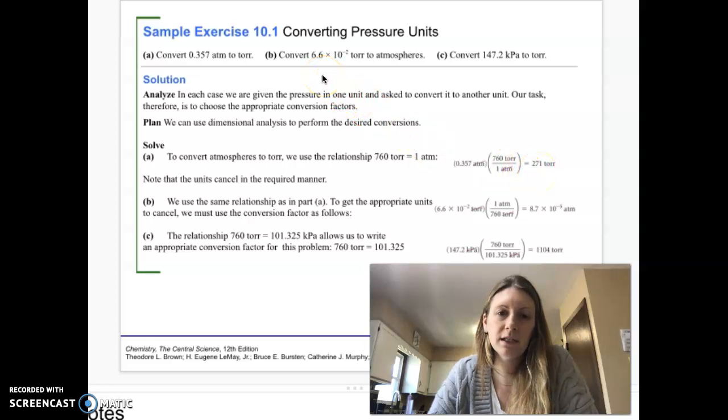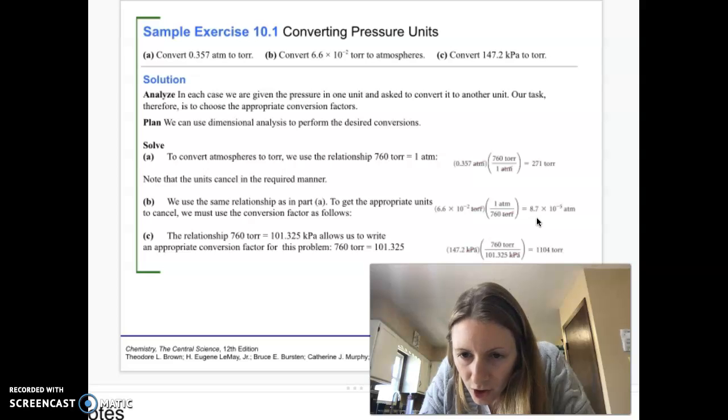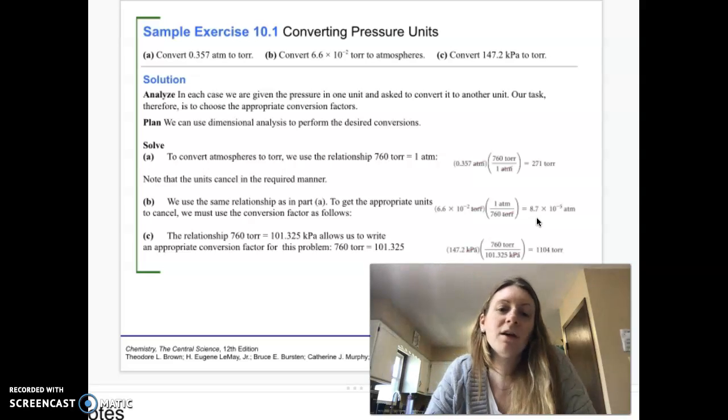Then it says convert 6.6 times 10 to the negative second torrs to atmospheres. So now you're doing basically the same thing, but in reverse. We're putting what we're given here, 6.6 times 10 to the negative 2. The conversion factor in this case goes on the bottom because we were given torrs, so torrs need to cancel out. So I'm going to take 6.6 times 10 to the negative 2, divided by 760 to get 8.7 times 10 to the negative fifth. Can't honestly tell, it's very small on my screen.